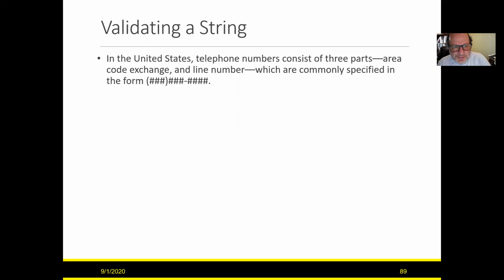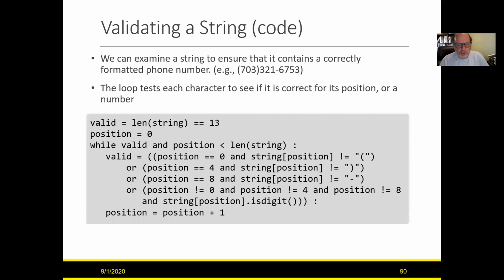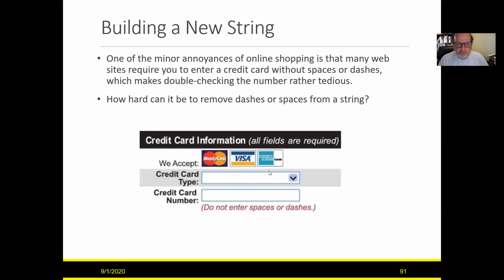We can validate the string to see if it's in the format that we want. So we can check the position. Remember, we use the bracket to go to a specific position. So in a certain position, we want to have parentheses and so on and so forth. So we can check it for validation.